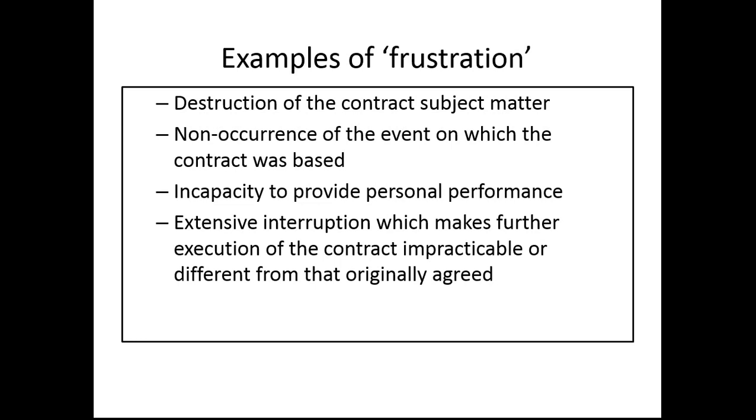Incapacity to provide personal performance. That might be because somebody essential to the contract is ill, sick, or has died. You can't make someone who's dead carry out a contract. It's not possible. Extensive interruption, which makes further contractual completion totally impractical, could happen for all sorts of reasons. These are known as frustration, and the way you pay against frustration is not the same as it is for other breaches.